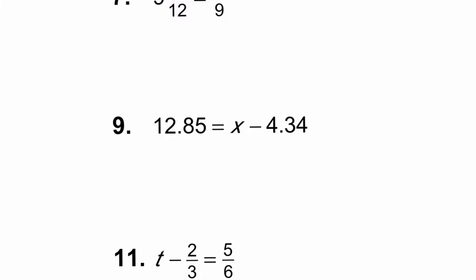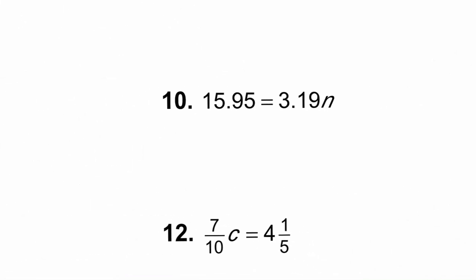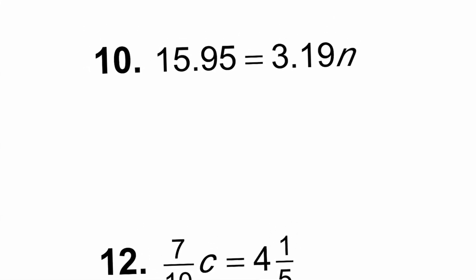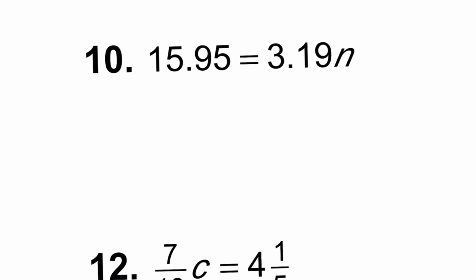All right, let's see if we can do this one, number 10. Number 10 says 15 and 95 hundredths equals 3 and 19 hundredths n. Okay, so I am going to isolate the variable just like before.